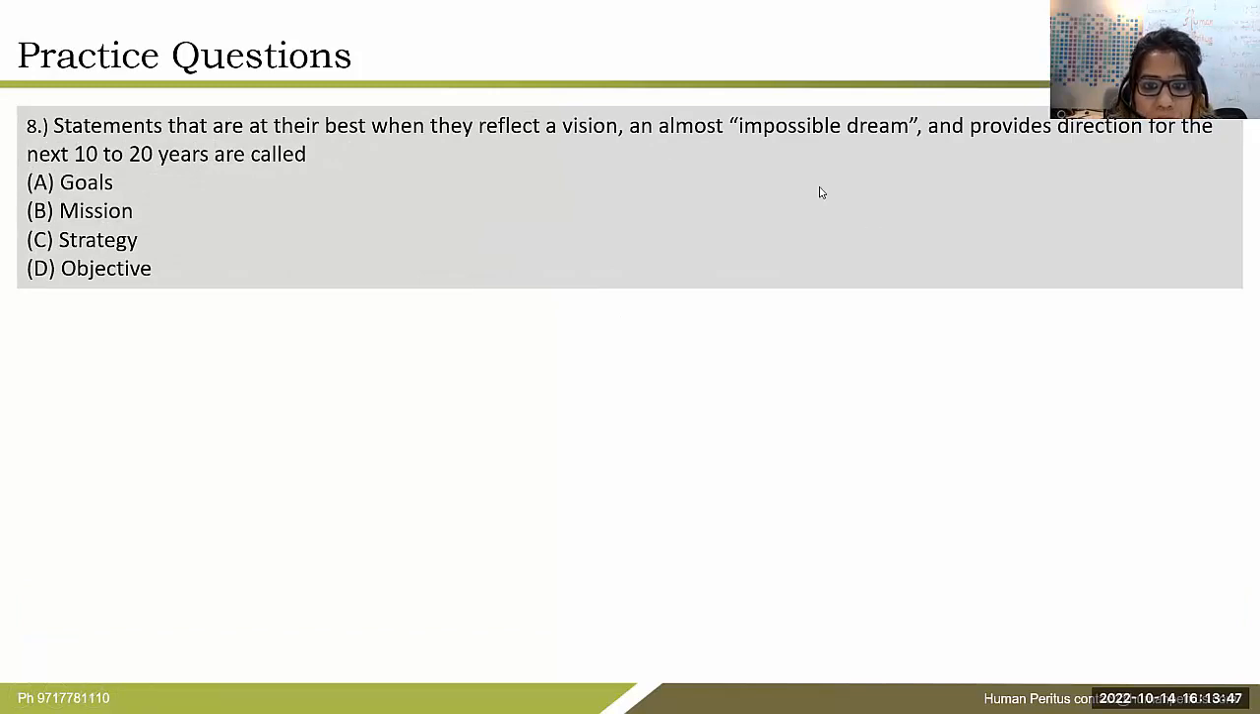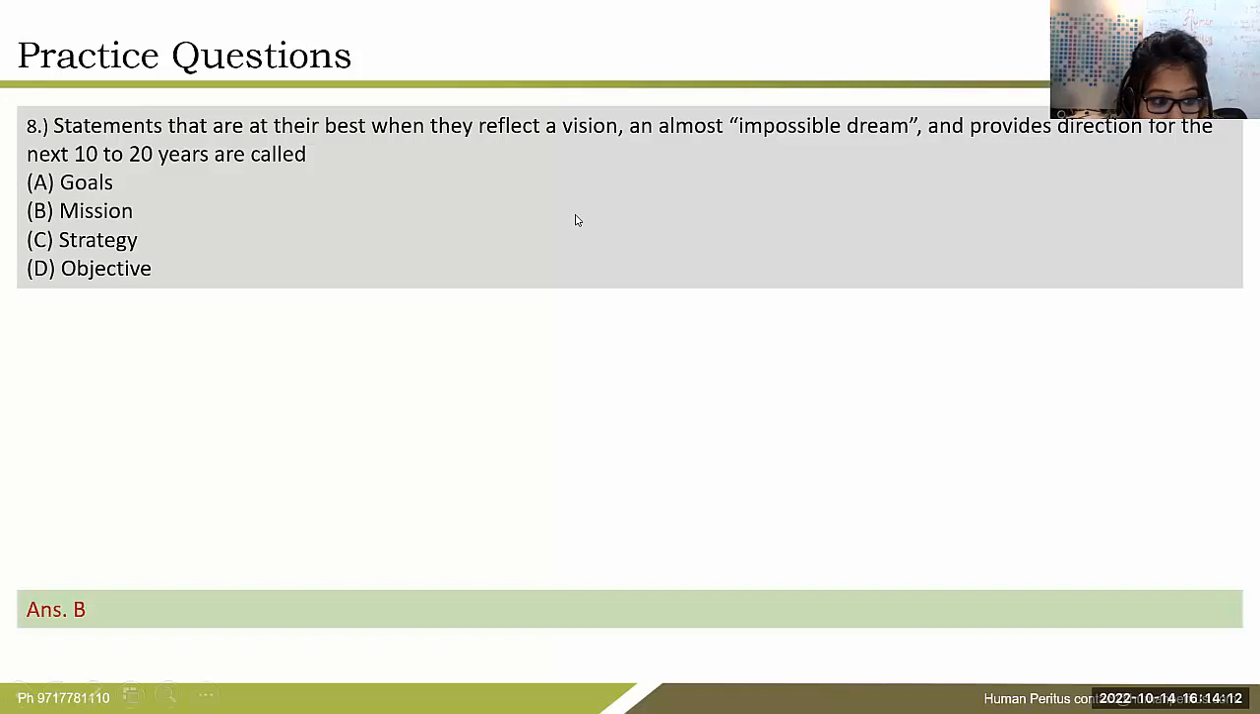Statements that are the best when they reflect a vision, an almost impossible dream, and provide direction for the next 10 to 20 years are called? C, strategy. Oh, it says mission.